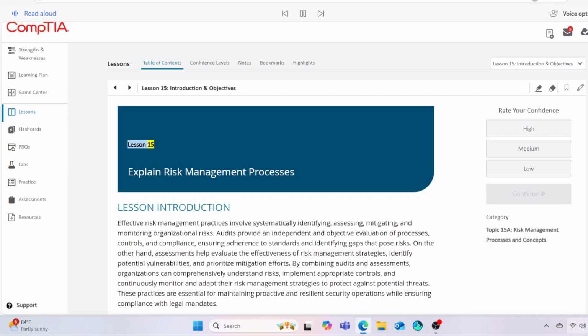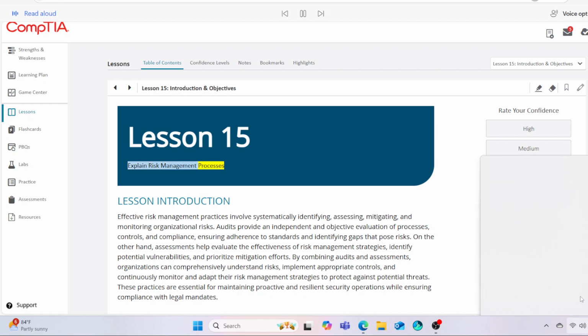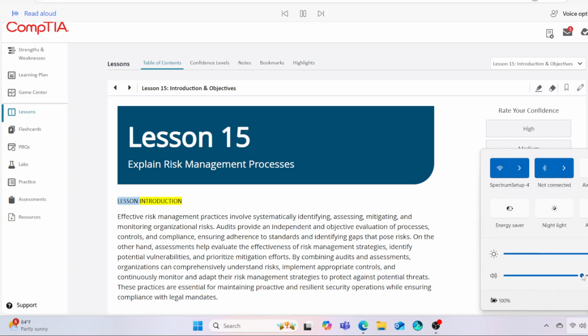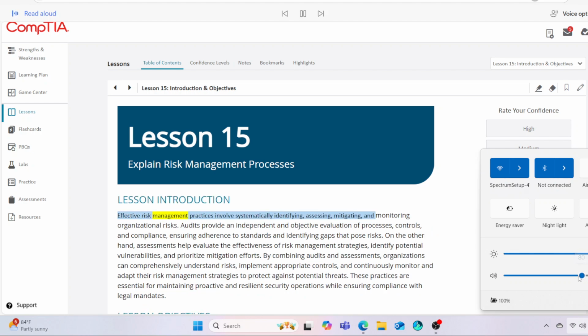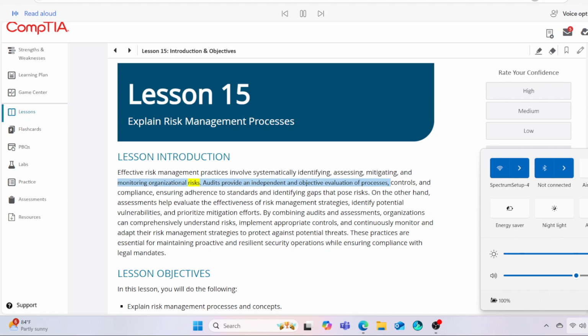Lesson 15. Explain risk management processes. Lesson Introduction. Effective risk management practices involve systematically identifying, assessing, mitigating, and monitoring organizational risks.